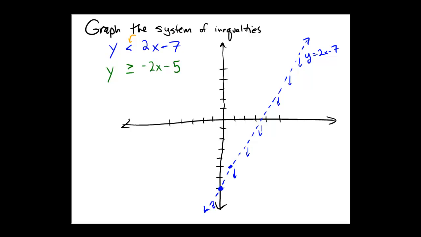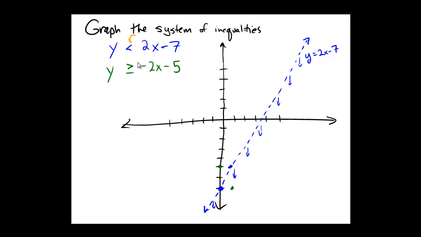So let me grab the green marker. The y-intercept here is negative 5. 1, 2, 3, 4, 5. So there's negative 5. And then this one has a slope of negative 2. So it will fall 2 for a run of 1, or it'll rise negative 2. It'll go downwards 2, so down 2 over 1.